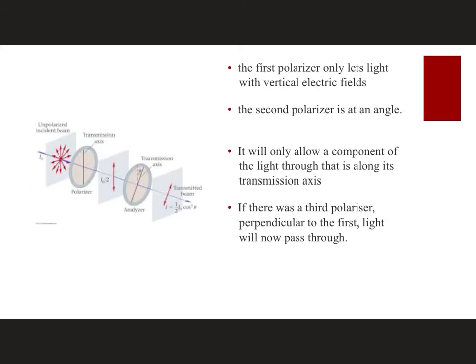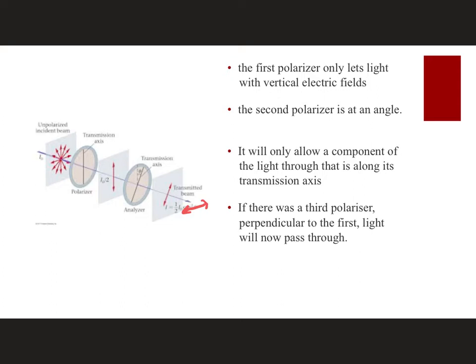So I can actually have multiple of these polarizers in a row. Take a look at what I've got here. The first one is only going to let light with the components of the electric field vertically. My second one's on an angle here, so it will let any components in this direction through. Now suppose I had a third one, and it was again in the horizontal direction.